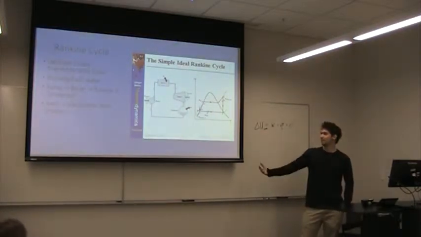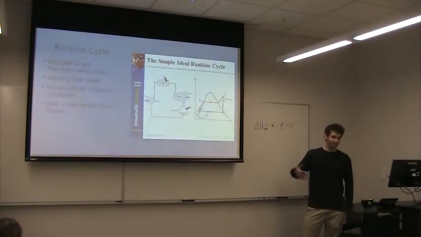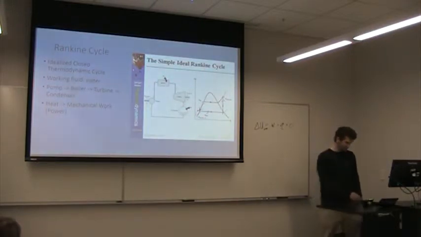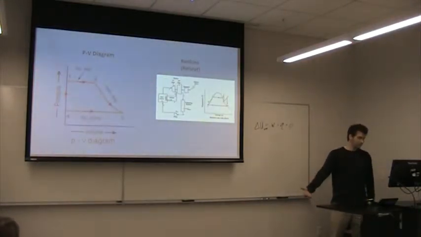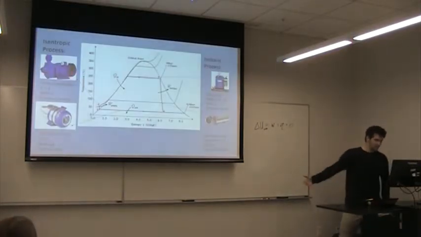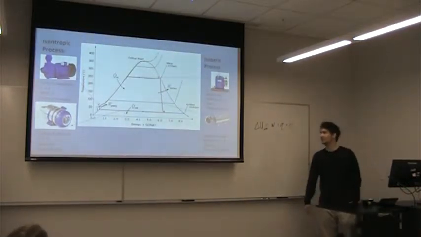In your Rankine cycle, you'll have four main components: a pump, boiler, turbine, and condenser. The main point of it is to convert heat and power into mechanical work from your turbine. So just to give you a run through of the TS diagram of the Rankine cycle.